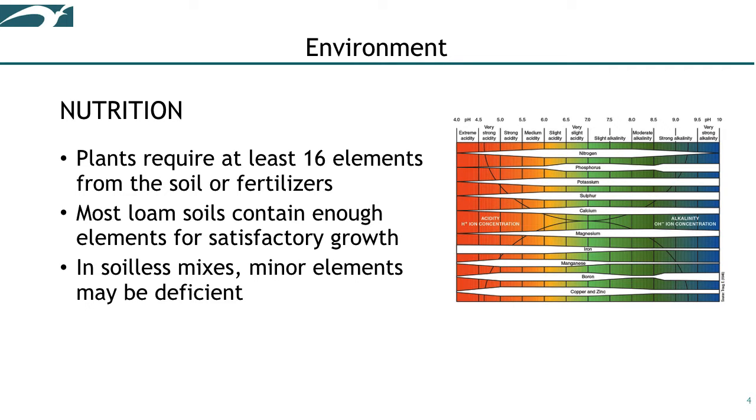Within the environment, you have nutrition of the plant. There are at least 16 or more simple things like nitrogen, phosphorus, potassium, sulfur, iron, calcium. All these things can be found within the soil mixture of the plant.